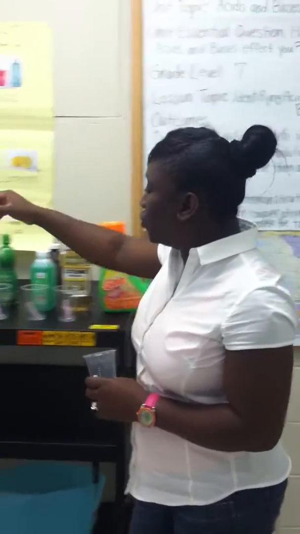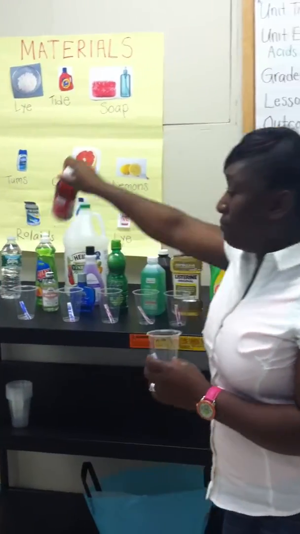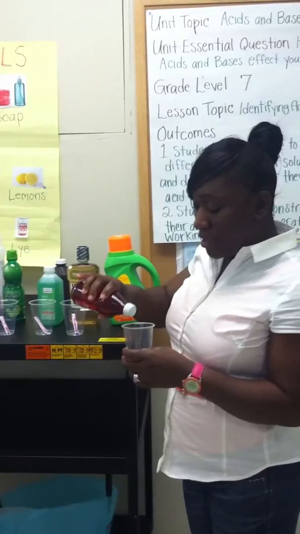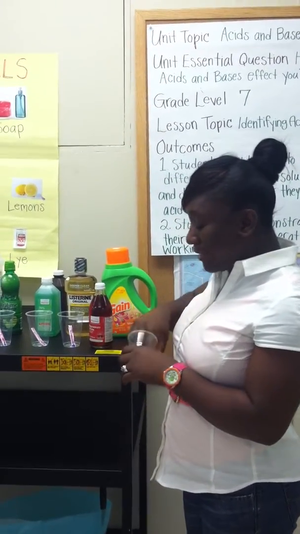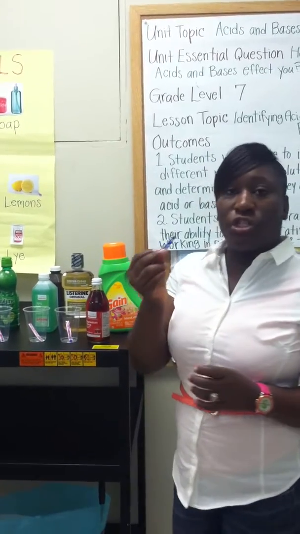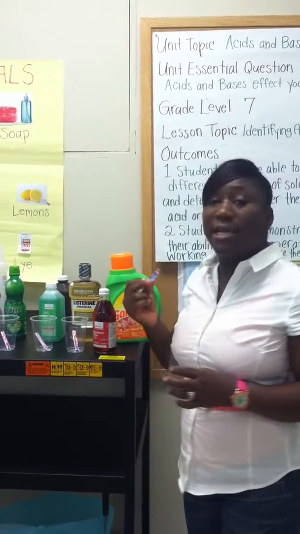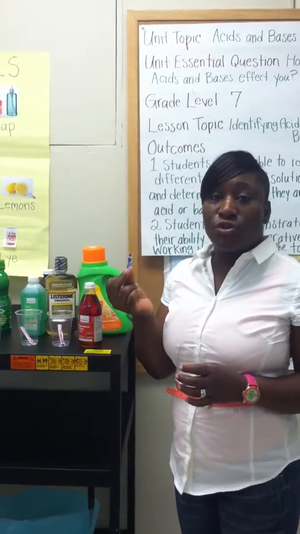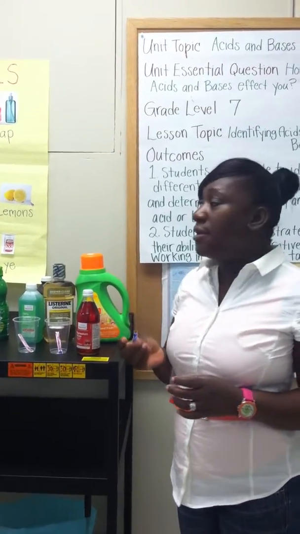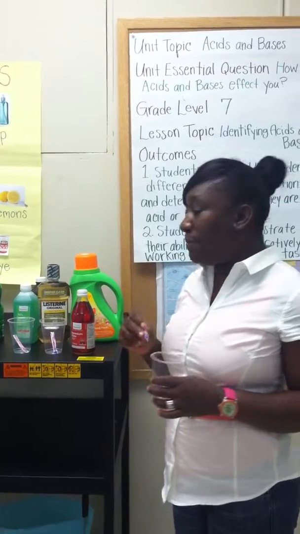When that is completed, I will then take one of the solutions and pour it into a cup, and students will be asked to take their litmus paper, which determines whether the solution is an acid or a base. Acids turn blue litmus paper red, and bases turn red litmus paper blue.